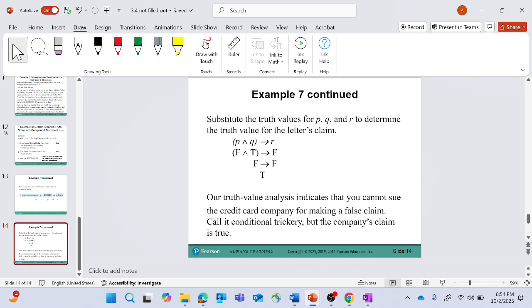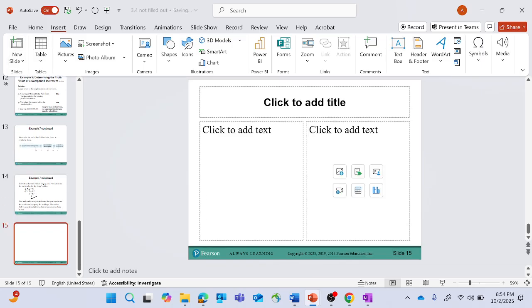Okay? So this is how you get from here. We want P and Q implies R. Because P is false, you can replace it with a false. Q is true, you can replace it with a true. R is false, so you have a false. So false and true is a false statement. False implies false, and it's true. So our truth value analysis indicates that you cannot sue the credit card company for making a false claim. I don't know. Whatever it is, I'm going to give you guys a different example with P, Q, and R that we can actually follow. All right.